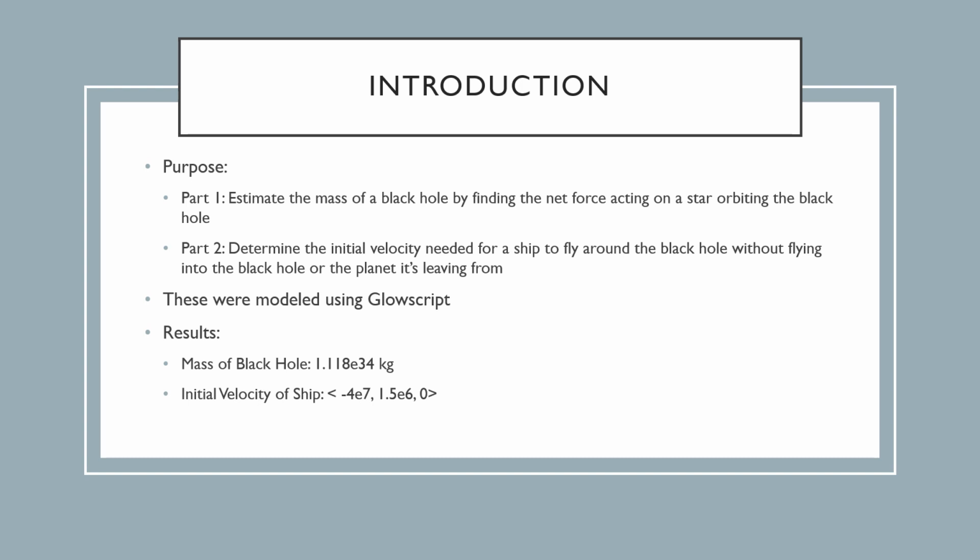And to give a brief preview of the results, for the mass of a black hole, I got 1.118 times 10^34 kilograms. And for the initial velocity of the ship, I got -4 times 10^7 meters per second in the x direction and 1.5 times 10^6 meters per second in the y direction.